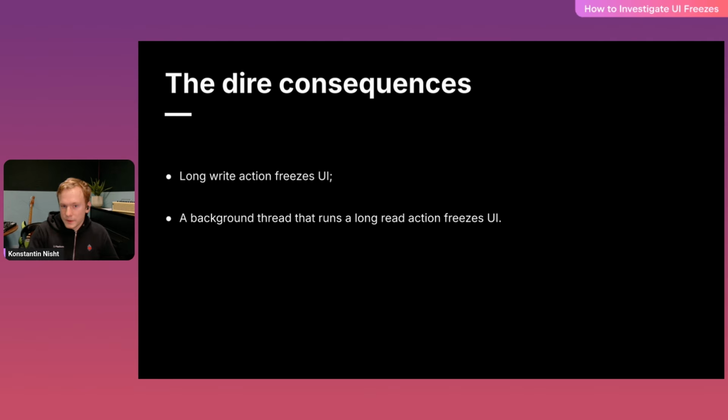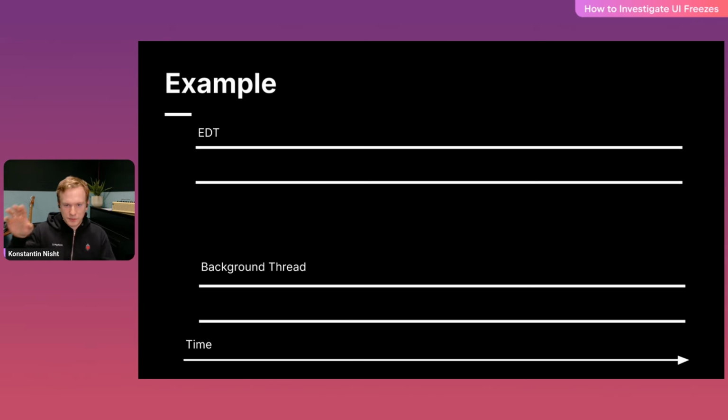Another less obvious case of why we have UI freezes is that a read action in the background can actually freeze the UI. That sounds strange, but let's dive into this example. Let's use the following two diagrams for expressing threads. On top we have EDT, and in the bottom we have some background thread, and we have a timeline which goes from left to right.